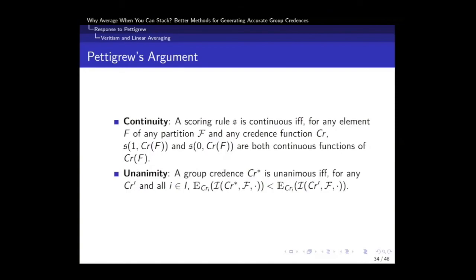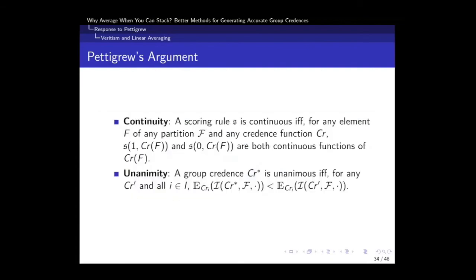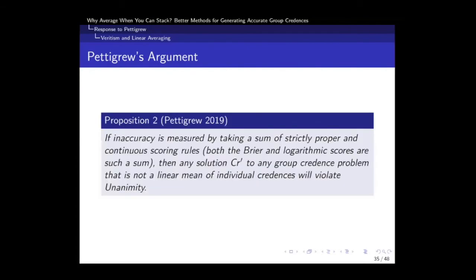So what Pettigrew says is that a group credence is unanimous if and only if for any other credence and all individuals in the group, every individual thinks that that credence will have lower inaccuracy than the other credence, right? So a unanimous credence is one such that all individuals expect it to have lower inaccuracy on average than any other credence, right? And what Pettigrew proves is that if inaccuracy is measured by taking a sum of strictly proper and continuous scoring rules, and indeed both the prior and logarithmic scores are such a sum, then any solution to the group credence problem that's not a linear mean of individual credences will violate unanimity. So you'd better take a linear mean if you think that unanimity is an important constraint on a solution to the group credence problem, right?